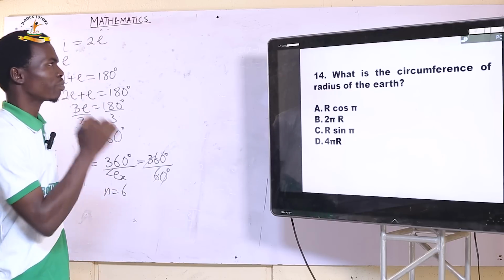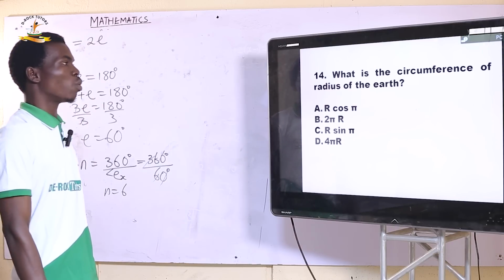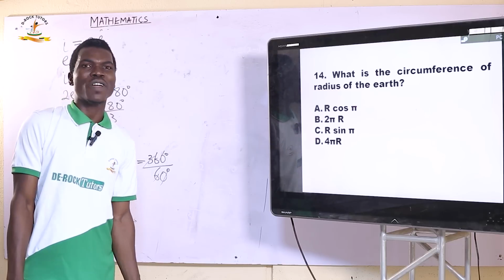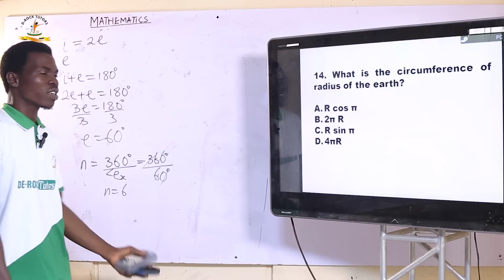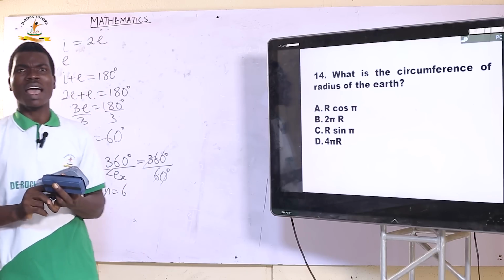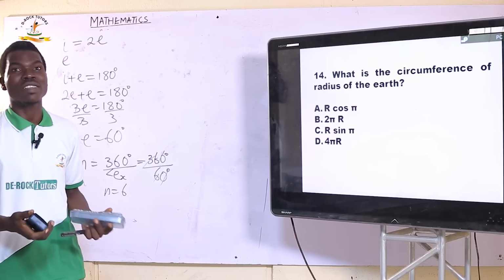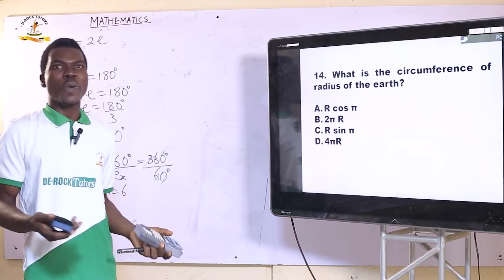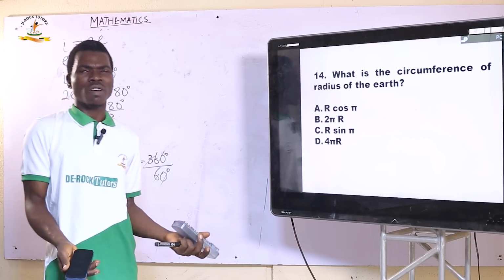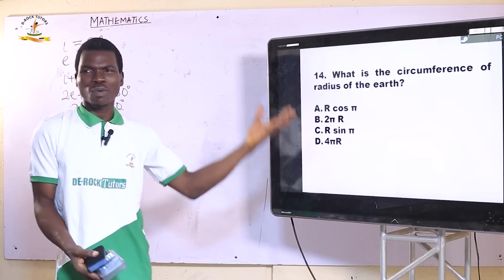Next question. The question says, what is the circumference of the earth when the radius is given? And this has to do with our longitude and latitude. In longitude and latitude, we know that circumference is simply 2 pi r, where r is the radius of the circle. We simply put r there, so we don't have to worry about this.